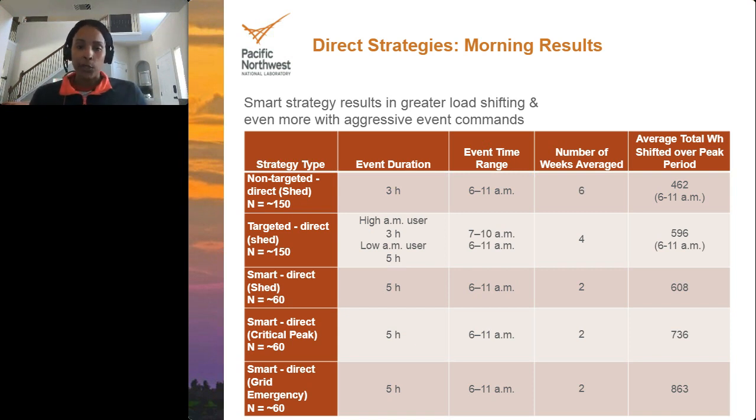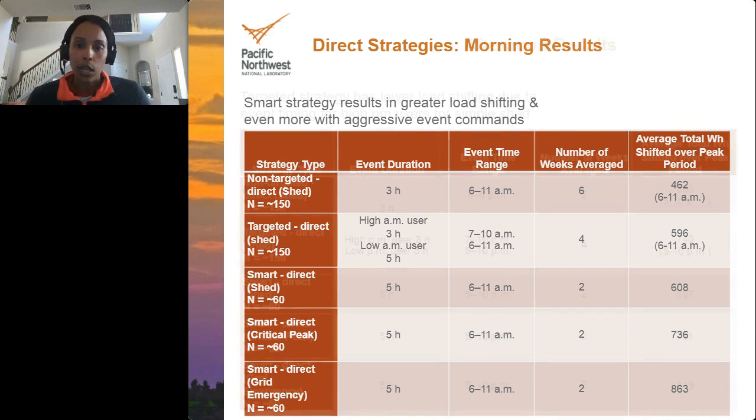Over a certain amount of time, we started to lose water heaters from the study. We can also see the event durations, the times where we sent the events, and the number of weeks that we included in the summary of the amount of shifting that we got over those peak periods. What we are able to see is that the smart direct strategy with the simple shed was able in the morning to provide a higher load shifting than the non-targeted and targeted approaches. And then as we increased the aggressiveness of the curtailment signals, like the critical peak and the grid emergency, we also saw at least a 22% increase at each level.